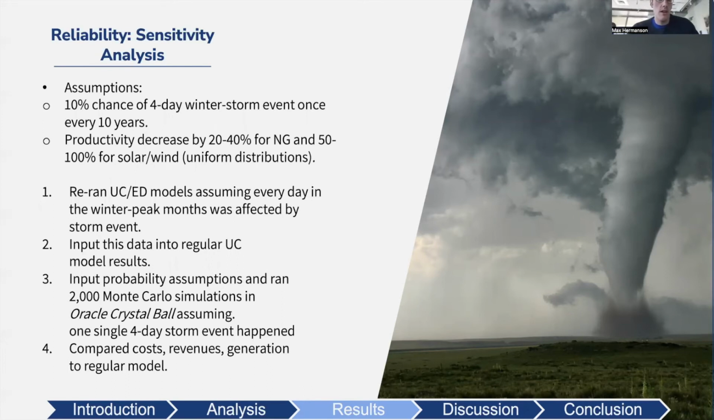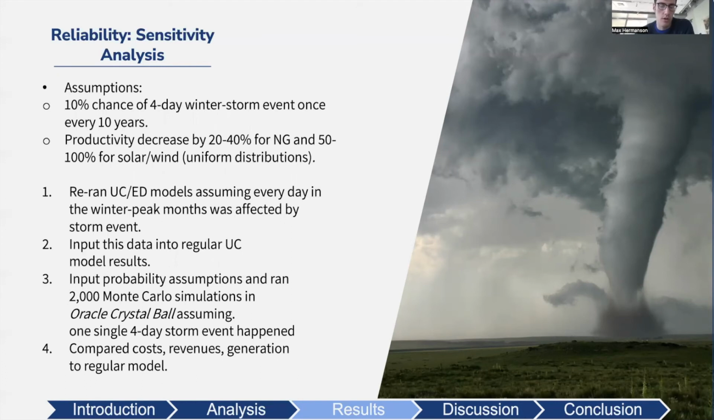So our sensitivity analysis is really important because this system is subject to extreme weather events during the winter at a probability of 10% chance of this occurring once every year. And when this happens, there's a massive productivity decrease of certain generator types. And so to test the effect of this on our system, we looked at the sensitivity of the results of our UC and economic dispatch models.